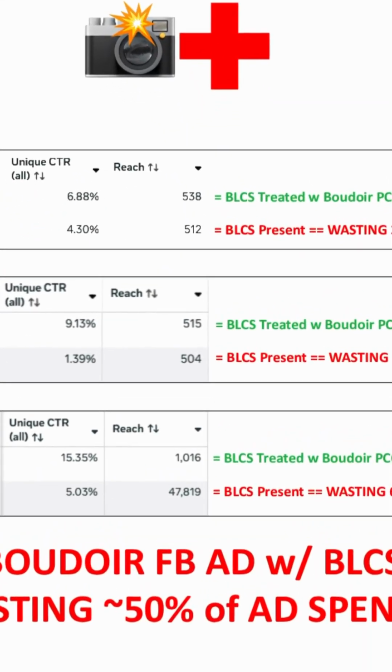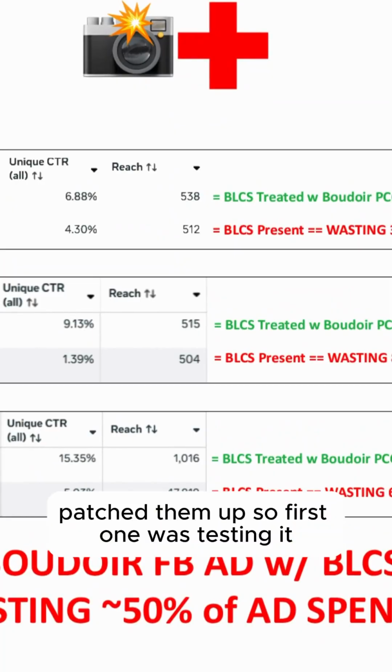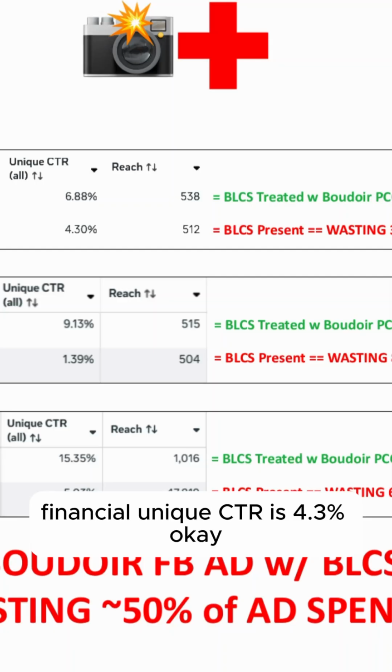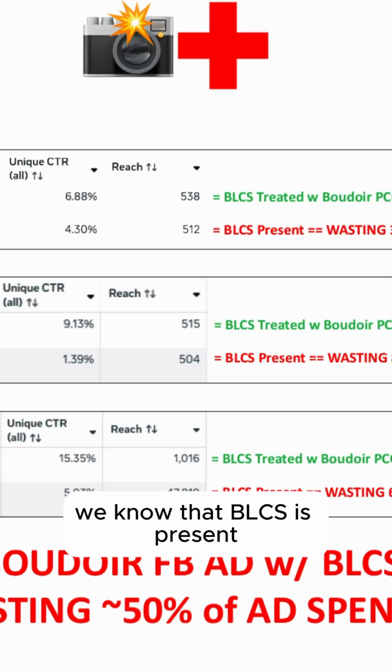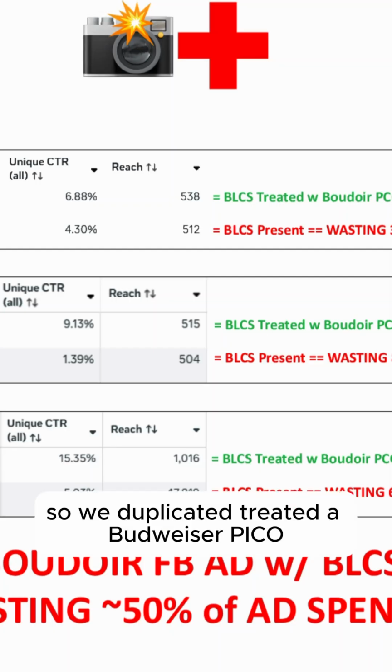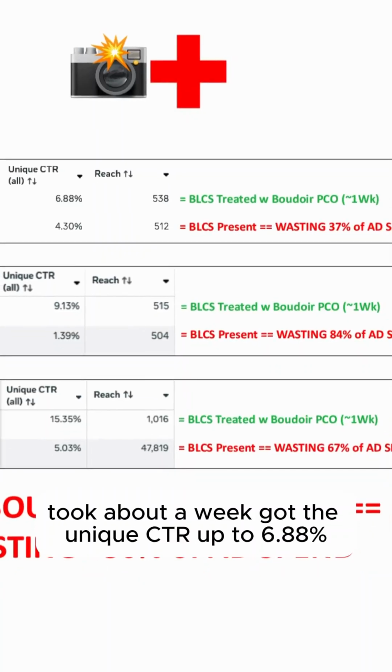So in my residency, I went in, found some Boudoir Facebook ads, brought them back to the hospital, tested them, patched them up. So the first one we tested, we found out unique CTR was 4.3%. Okay, when unique CTR is under 6%, we know that BLCS is present. So we duplicated it, treated it with Boudoir Pico, took about a week, and got the unique CTR up to 6.88%.